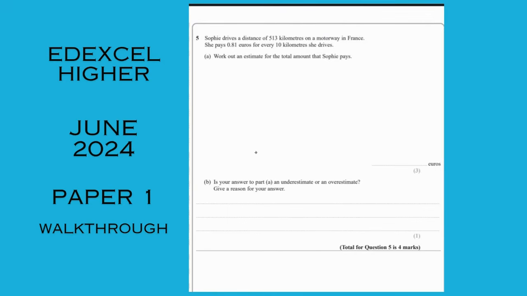Keyword when you read through a question. In this case, it's estimate. So as soon as you reread the question, get rid of that 513. It's 500. Driving 500 kilometers every 10 kilometers means she's doing 50 lots of those journeys. And 50 times 0.8, not 0.81, we're estimating, or 5 eighths of 40. So 50 times 0.8 is 40 euros.